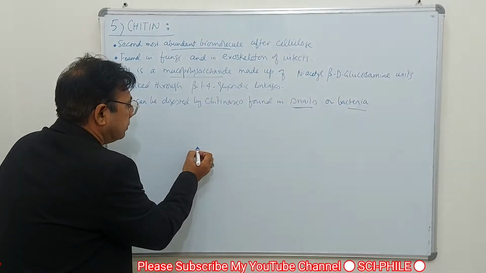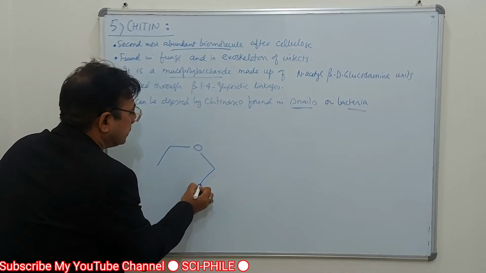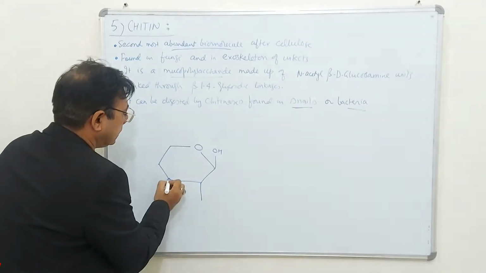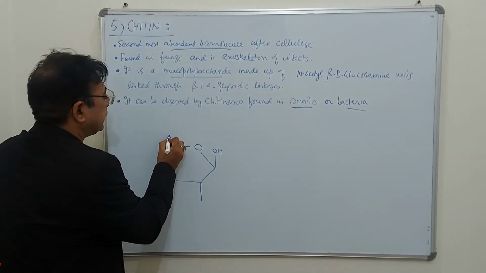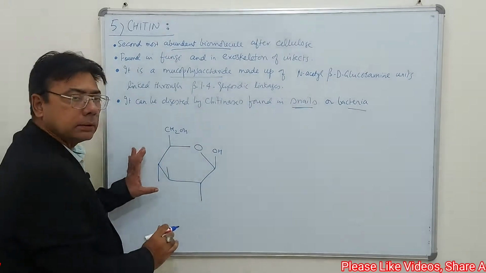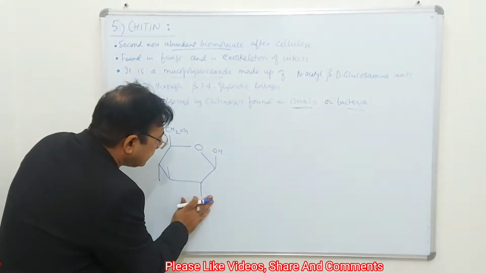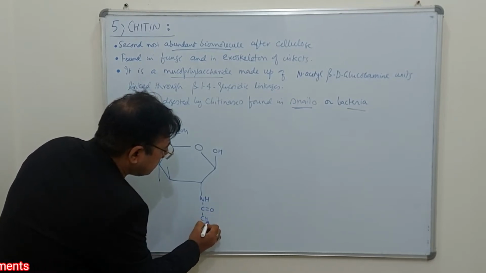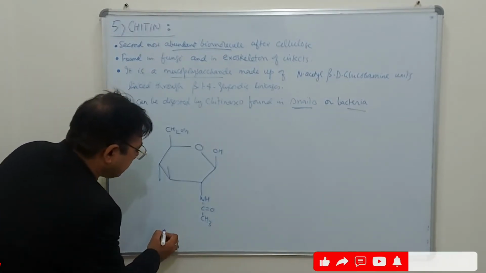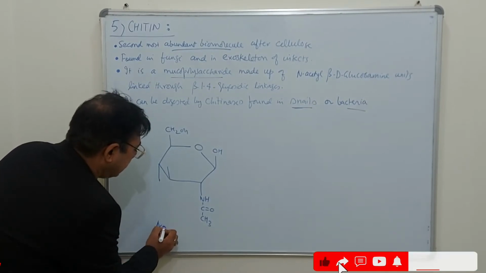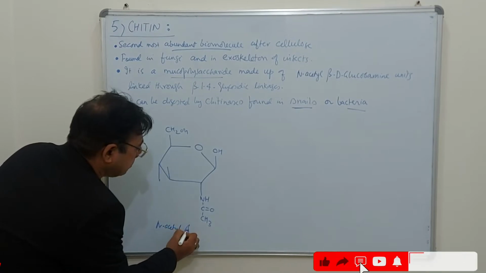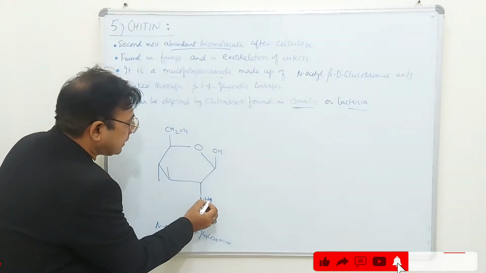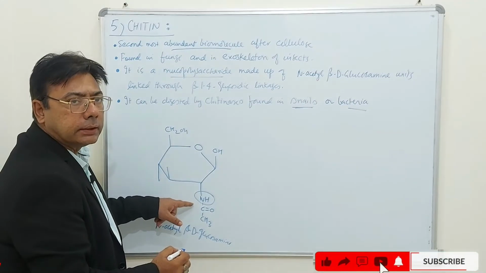What you have to do, see, if I make this OH on this side, so this becomes beta D glucose. If you make it like this, this is beta D glucose that you are familiar with. If here you add N-acetyl group, NHCOCH3, then it becomes N-acetyl beta D glucosamine. And as you can see, because of the presence of this NH, this nitrogen, it is a nitrogenous sugar.